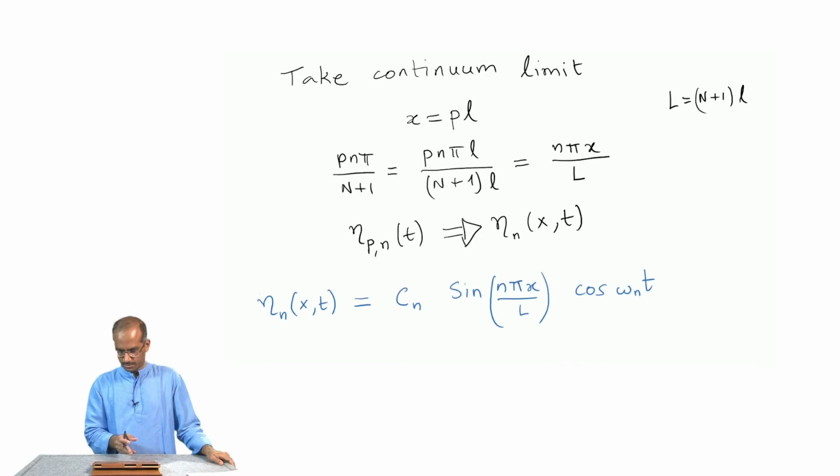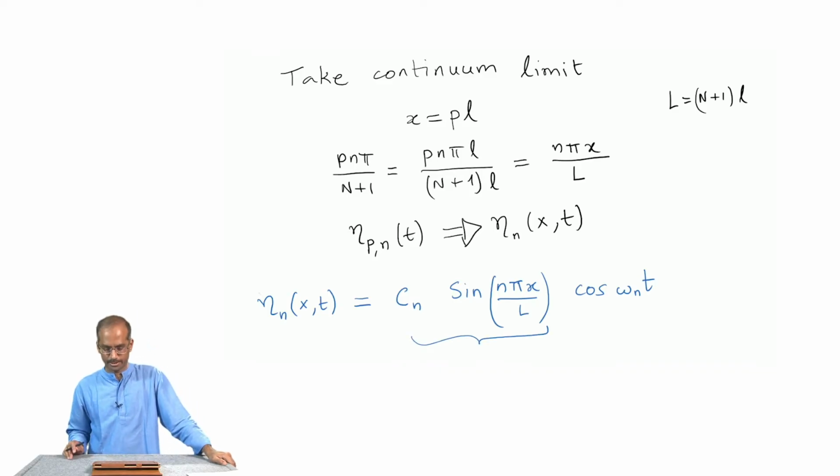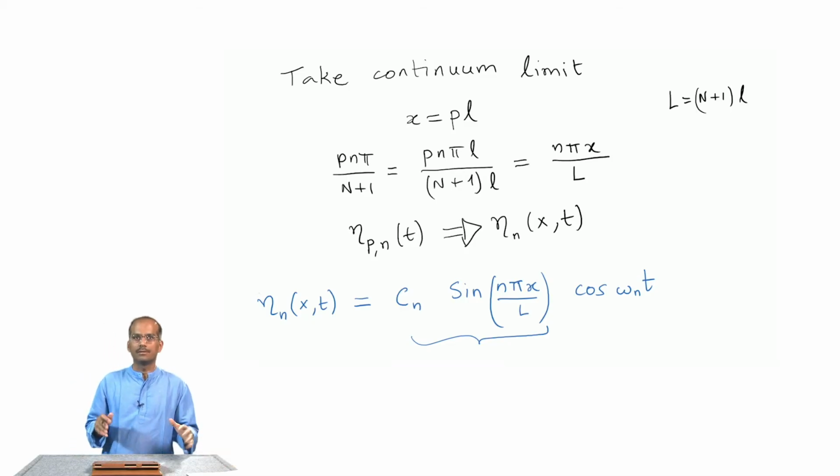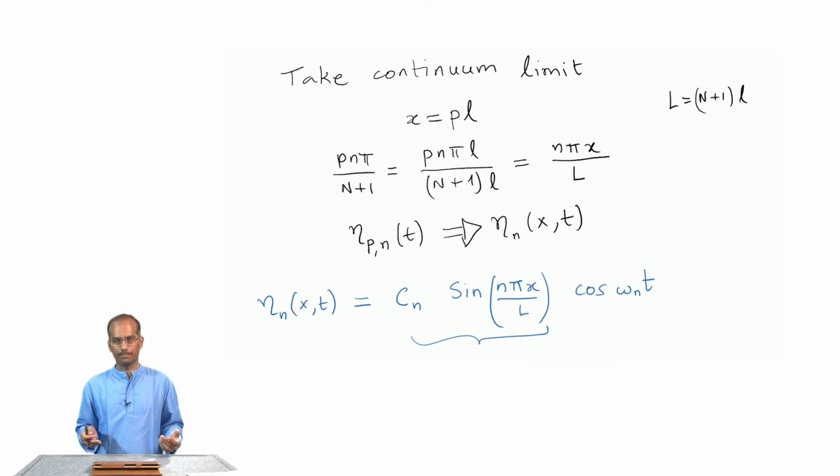If you notice the kind of solution that I have written down, especially this part here, sin n pi x by L, it will tell you immediately what kind of boundary condition has already been imposed in the problem. At x equal to 0, the displacement is 0, and at x equal to L, the displacement is 0 again. Even though we did not put in any boundary condition, it is actually implicit in the solution.